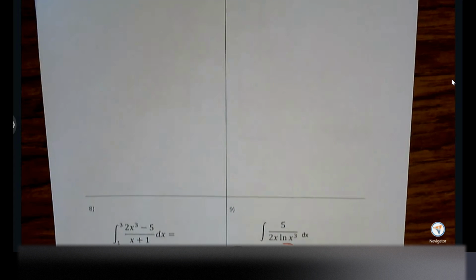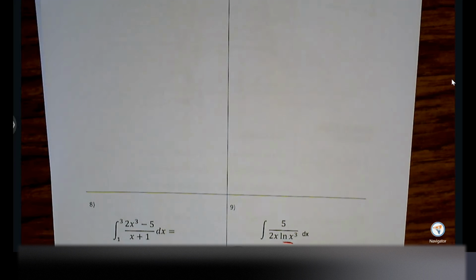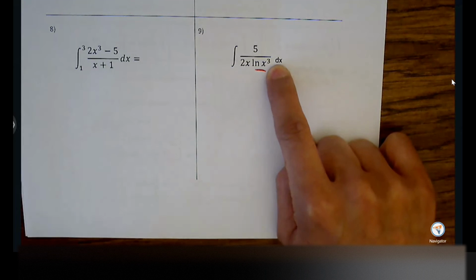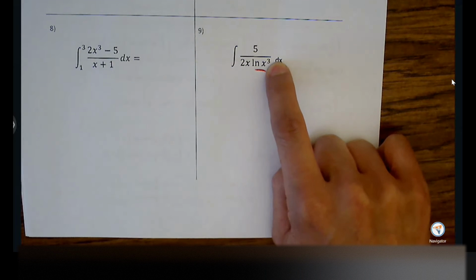Okay, we can do one more. Which one? Is there one that stands out that you want to see done? The last one, the 9. Number 9. Okay. So that 3 is kind of throwing us off. It makes it more complex.